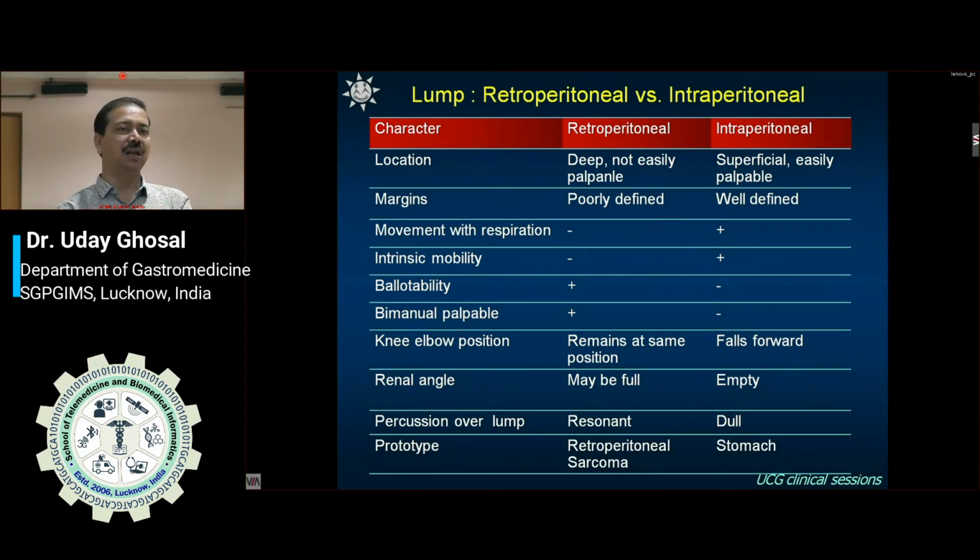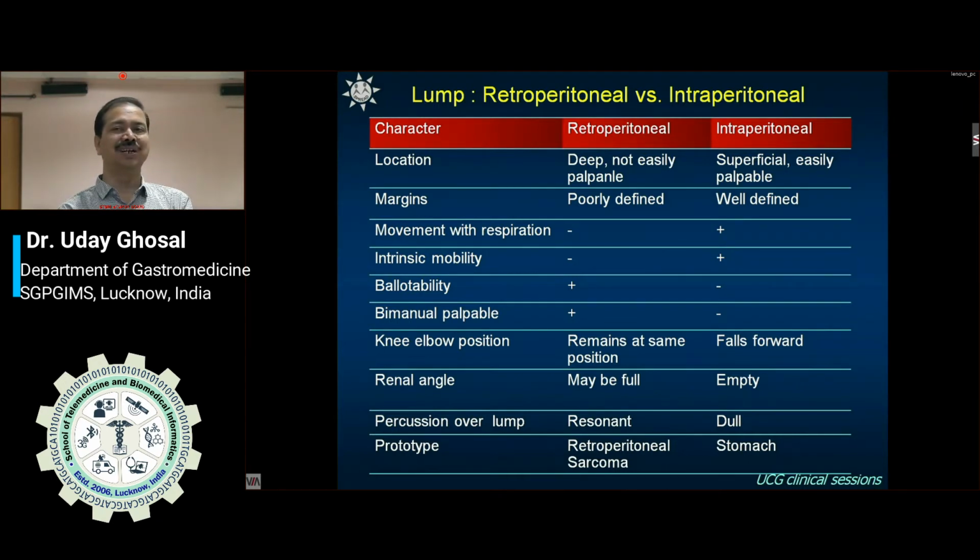Now observe the renal angle. So on the back side, observe the renal angle. In case of retroperitoneal lump, renal angle may look quite full. On the other hand, in intraperitoneal lump, renal angle obviously will be empty. You percuss over the lump, retroperitoneal lump will be resonant. Why? Because in front of the retroperitoneal lump there are intestinal loops. Whereas in case of intraperitoneal lump, it will be dull.